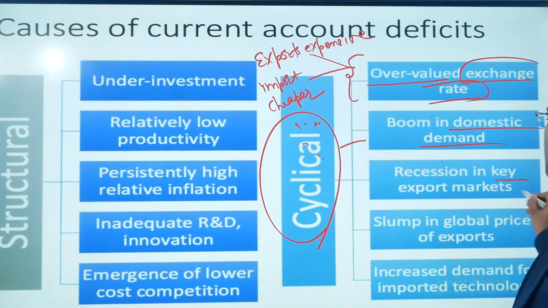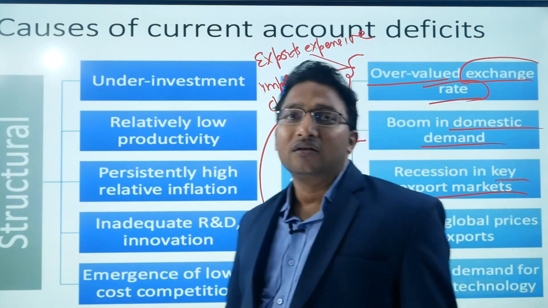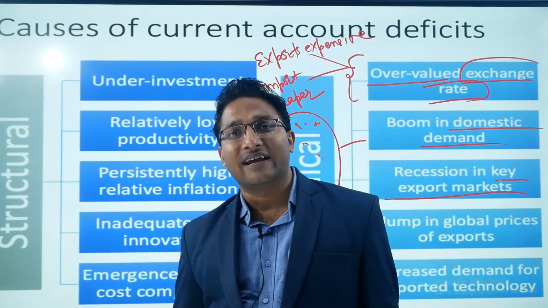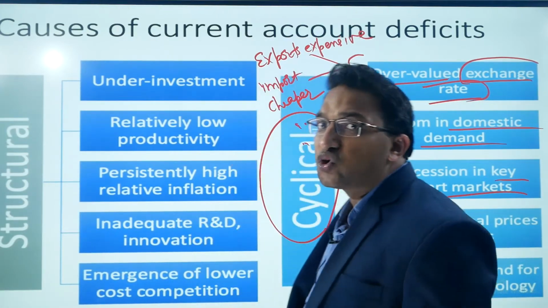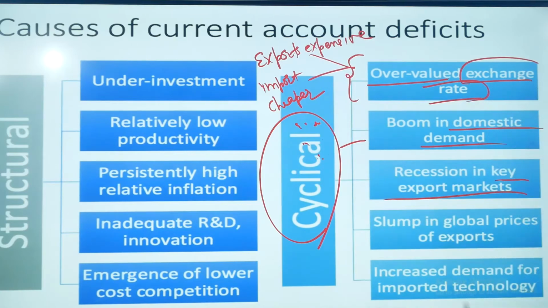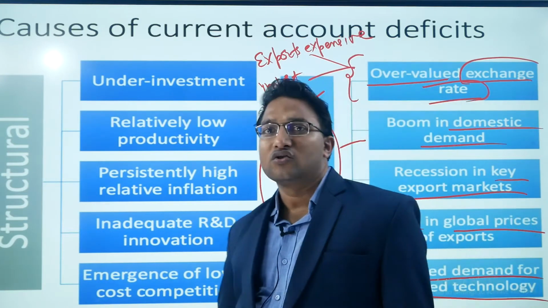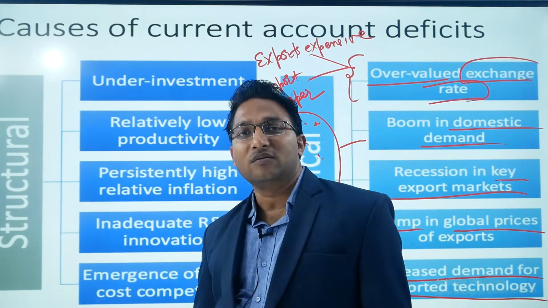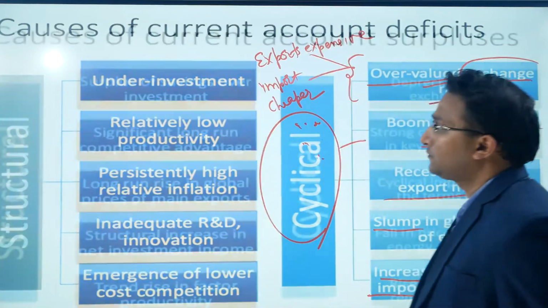Recession in the key export market. So after the 2008 financial crisis, there was huge recession in countries like the USA, European countries and other developed Western countries. Because of that, the exports get reduced. Slump in the global prices of export. This is also possible. Increase in the demand of imported technology. We are a developing country and we need more and more technology. Because of that, the imported technology becomes more and our imports get increased.